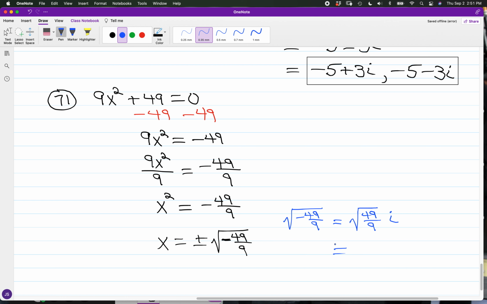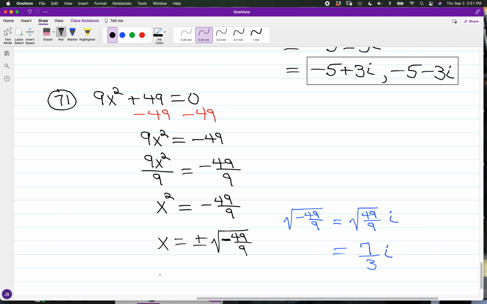Okay, however, in terms of square roots, guess what? 49 and 9 are both perfect squares. Square root of 49, okay, this will be 7. Square root of 9 is going to be 3. And guess what? The square root of negative 49 ninths comes out to 7/3 of i.